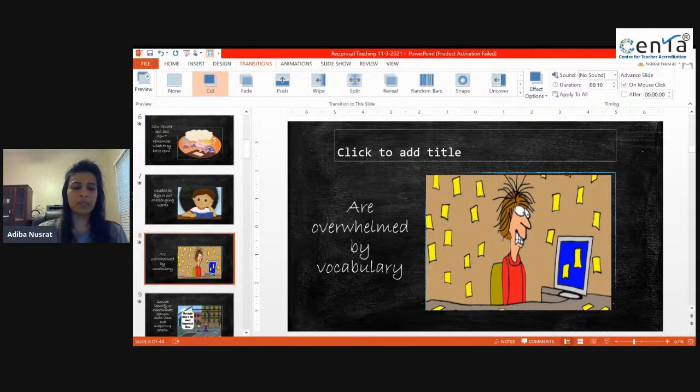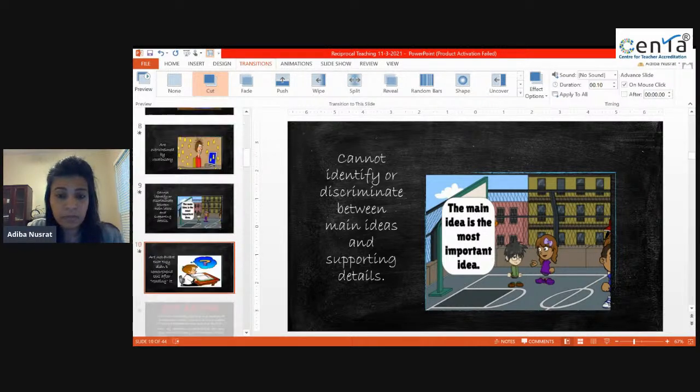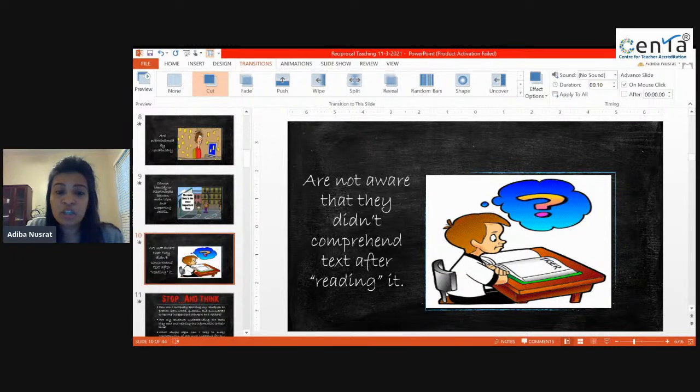Or sometimes they are overwhelmed by the rich vocabulary. They are having very rich vocabulary and the heavy words, so sometimes they get overwhelmed by that. Or sometimes your students cannot discriminate between the main ideas and the supporting details. And they are not aware that they have read the text but have not comprehended it. So I just want to know, can you relate with any of these problems that your children face, that your students face in the classroom?